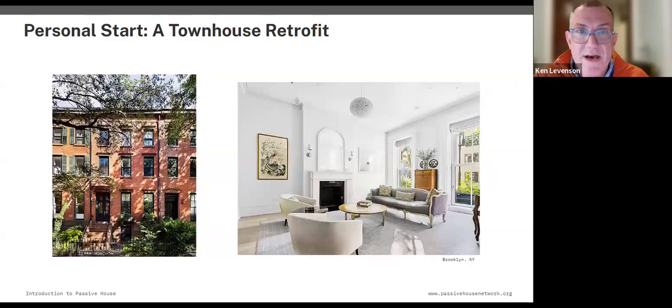A quick note on my background. So I am an architect by training, and I practiced for a couple of decades in New York City on the East Coast. And I'm located in Brooklyn now. And my first passive house project was this retrofit of a 19th century townhouse in Brooklyn Heights for a client that interestingly wasn't necessarily all that motivated about being super energy efficient. They care about the environment, but it's not what spoke to them.